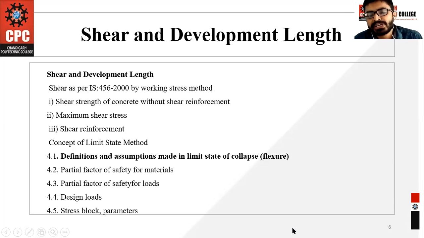So what is the working stress method? There was a time when buildings were designed as per the working stress method. This was in 1985, code IS 456 1985, I think. In that time, this code was being used. But nowadays we are using IS 456 2000, that is the limit state method code.